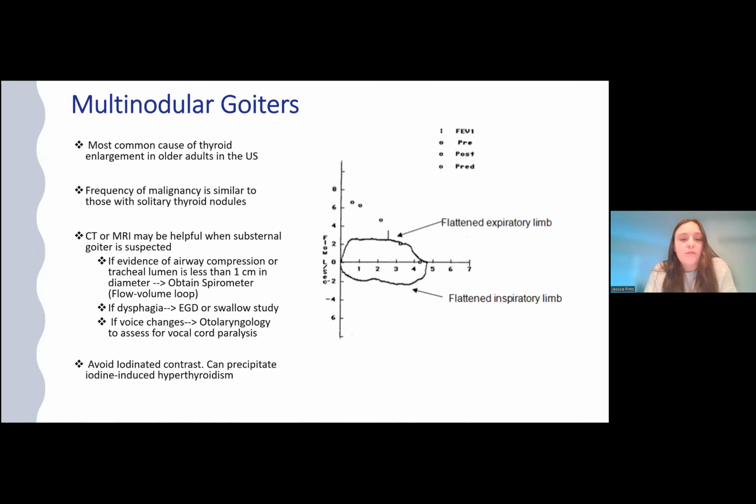Also in the bucket of goiters are multinodular goiters. This is the most common cause of thyroid enlargement in older adults. The frequency of malignancy in multinodular goiters is the same as in patients who just have a solitary thyroid nodule. If you're worried about substernal goiters, you might want to consider a CT or MRI, just because substernal goiters have a higher tendency to obstruct the airway.